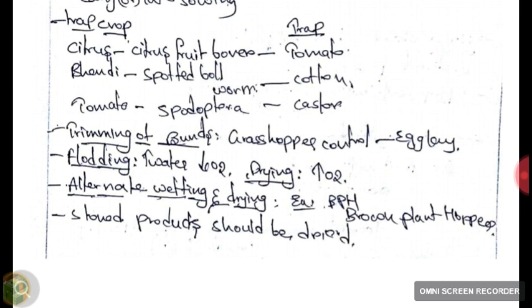Trimming of bunds: grasshopper lays its eggs on bunds. We should trim them in order to suppress the growth of grasshopper eggs. Flooding deprives oxygen. Drying increases the oxygen content. Alternate wetting and drying is employed for BPH, brown plant hopper. And stored products should be dried.